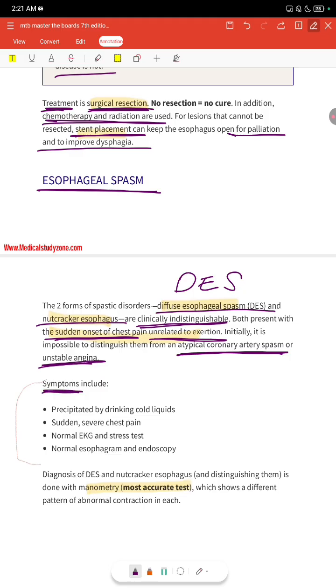The symptoms include that it is precipitated by drinking cold liquids. It is sudden in nature and severe, so it causes a sudden severe chest pain. When you do the EKG, it comes out to be normal. The stress tests are normal, and the esophagram is also normal, as well as the endoscopy is clear.